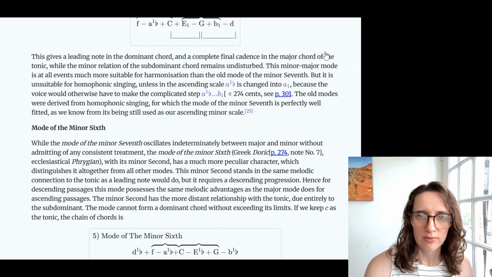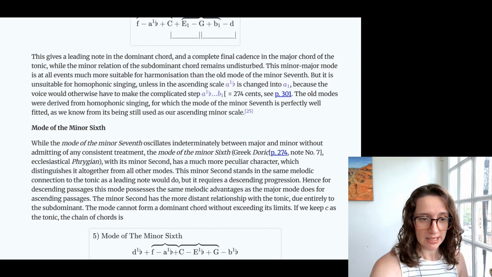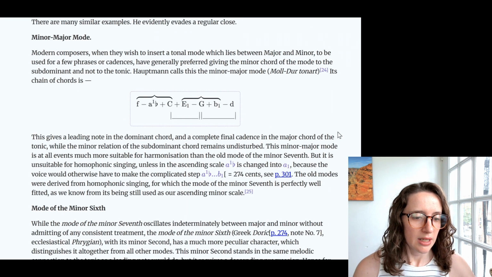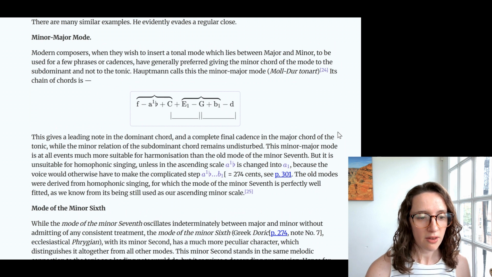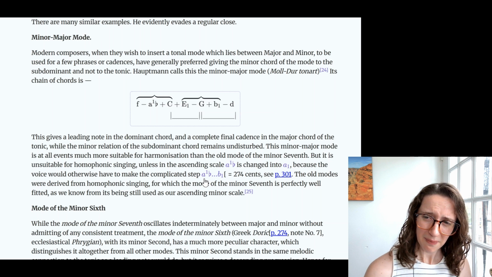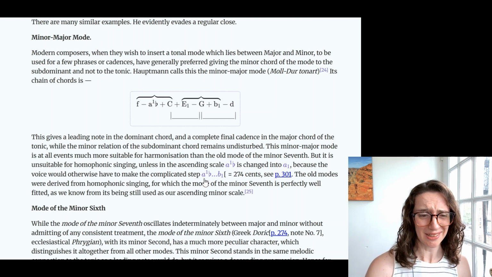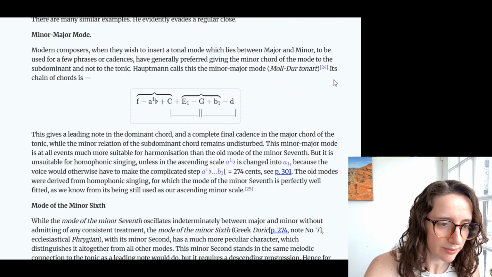Let's try it. Let's try and sing a minor major scale in the key of C. C, D, E, F, G, A flat, B. Close-ish. Give it a try and tell me in the comments how well you did.